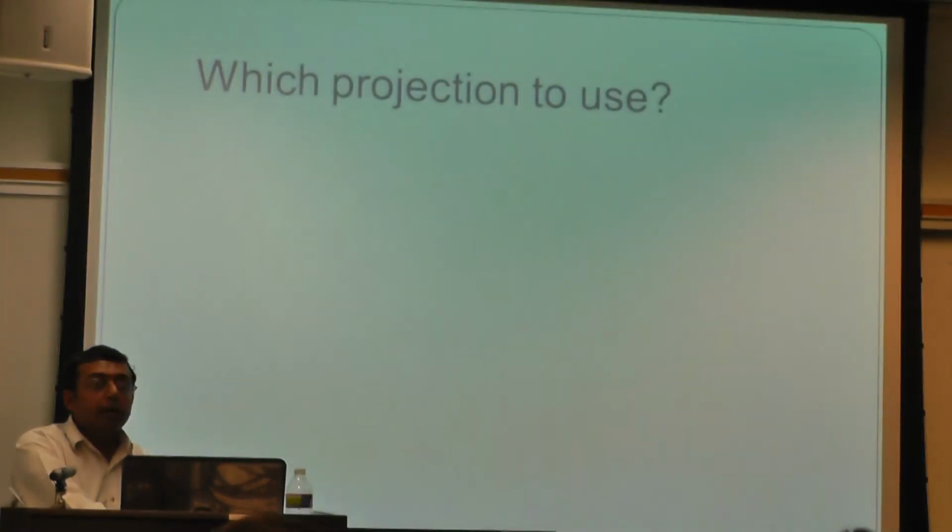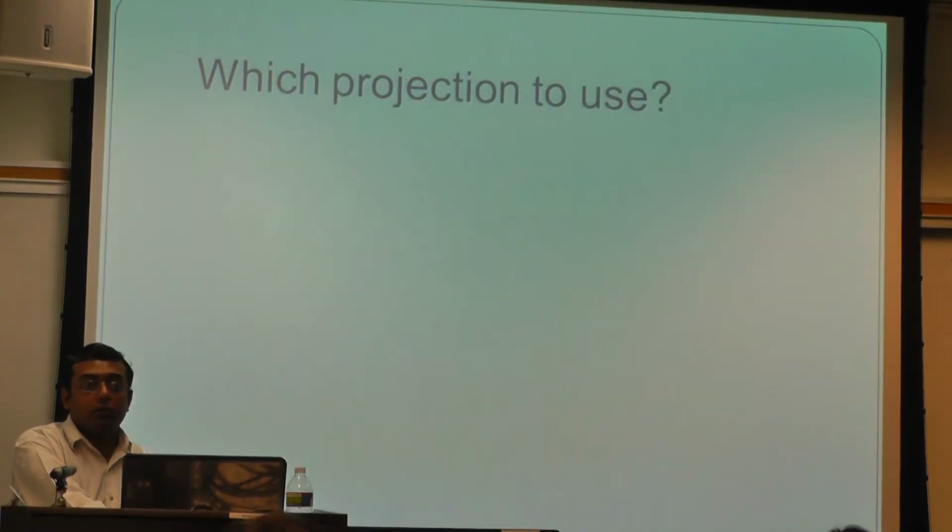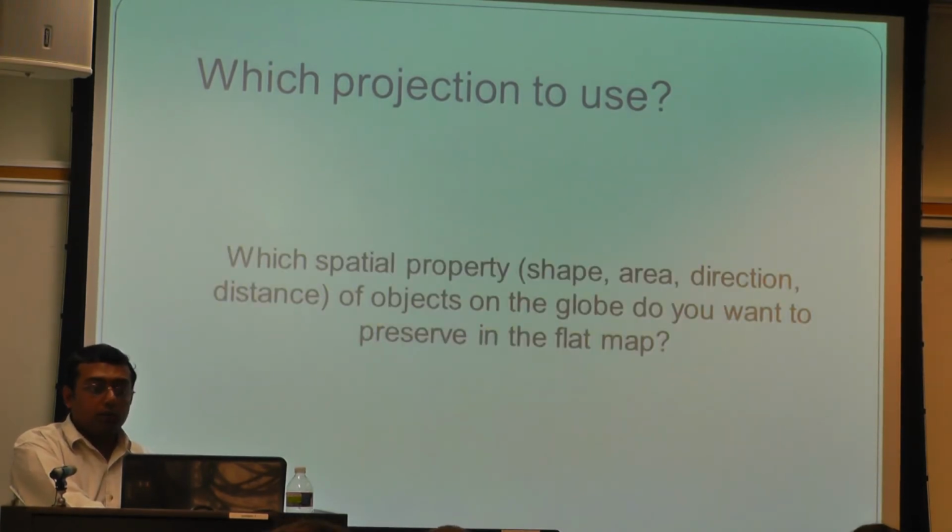So this is the big question that you will always ask yourself with a map: which projection do I use? And the answer is another question: which spatial property do you want to keep? There is obviously a trade-off involved depending on what you want to do with your maps, right? Depending on whether you want to keep shape, area, direction, or distance, you will choose different types of projections.